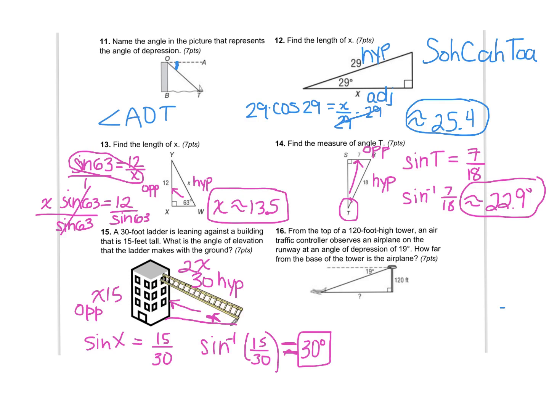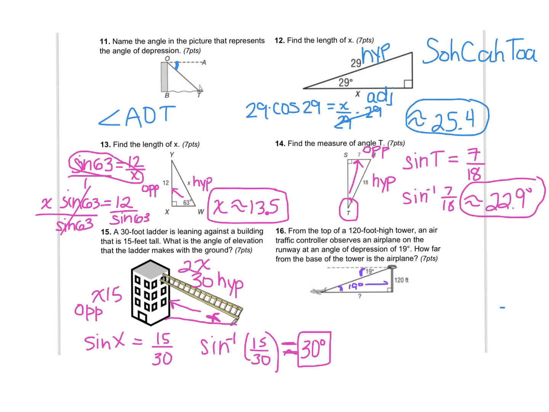All right, from the top of a 120-foot high tower, an air traffic controller observes an airplane on the runway at an angle of depression of 19 degrees. How far from the base of the tower is the airplane? On this question, you need to recognize that the angle of depression is the same as the angle of elevation at the bottom. They're congruent since they're alternate interior angles. So we would put 19 there at the bottom.